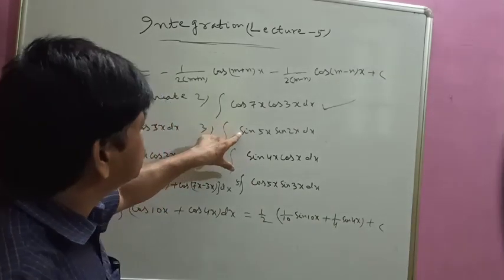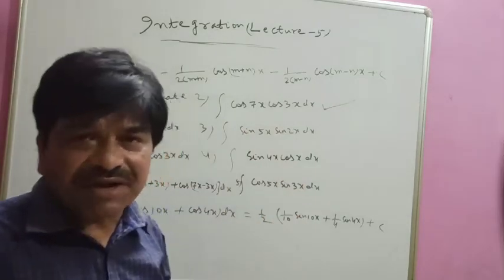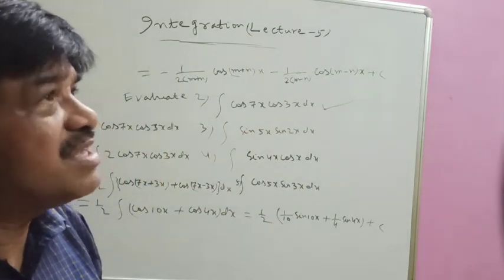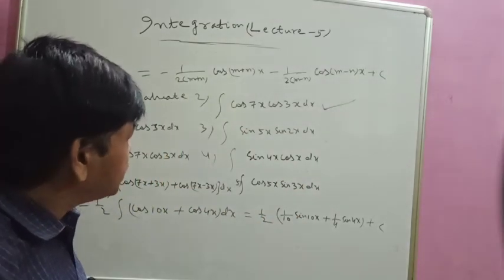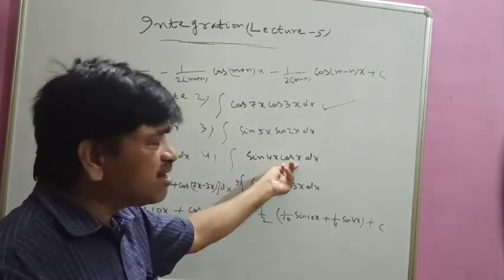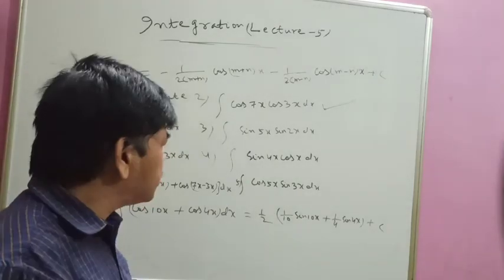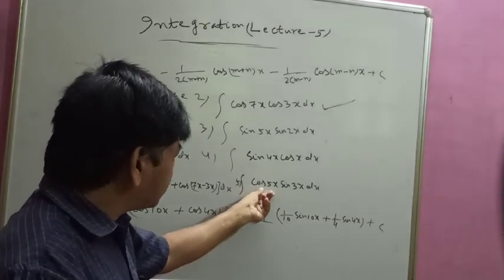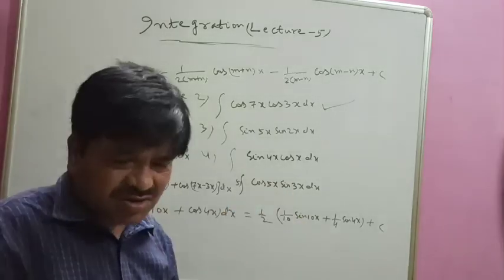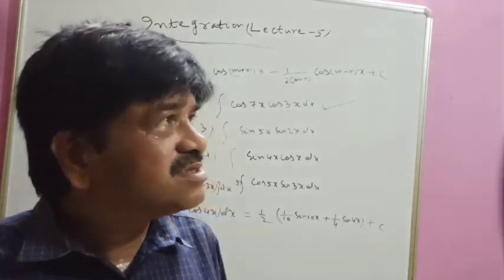Similarly, all these questions you can solve. Here you write half into 2, then it is 2 sin A sin B, and 2 sin A sin B is cos(A minus B) minus cos(A plus B). Similarly, this half into 2 is 2 sin A cos B, so that formula you can apply: sin(A plus B) plus sin(A minus B). And 2 cos A sin B is sin(A plus B) minus sin(A minus B). So you can solve like this.